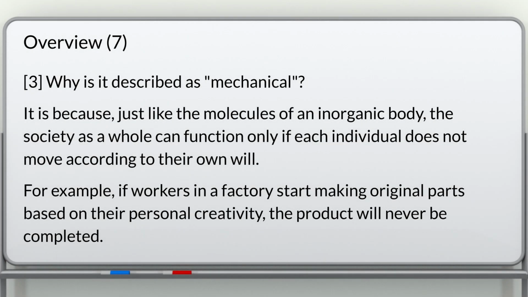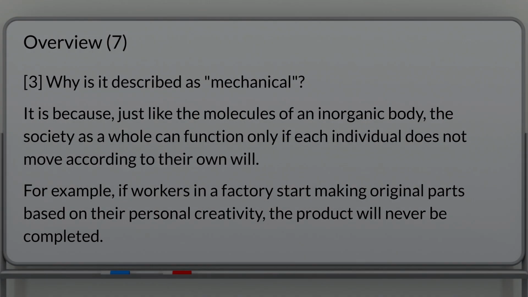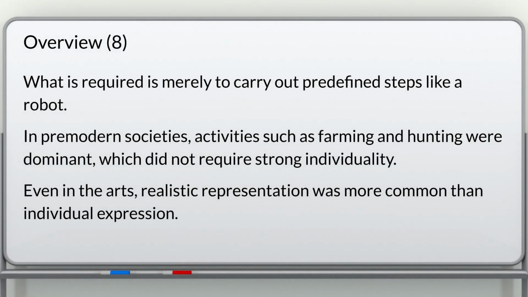Why is it described as mechanical? It is because, just like the molecules of an inorganic body, the society as a whole can function only if each individual does not move according to their own will. For example, if workers in a factory start making original parts based on their personal creativity, the product will never be completed. What is required is merely to carry out predefined steps like a robot.